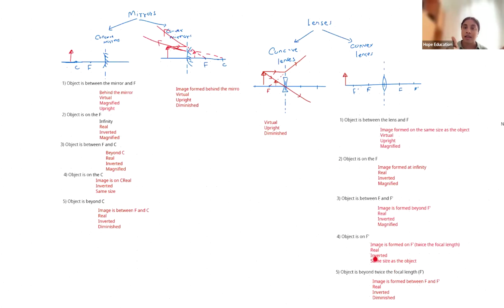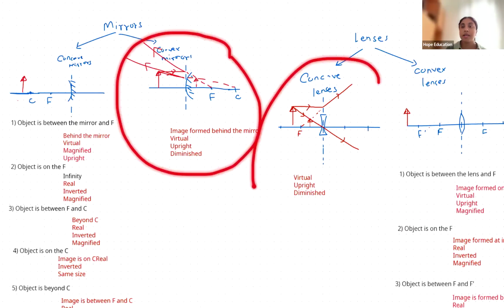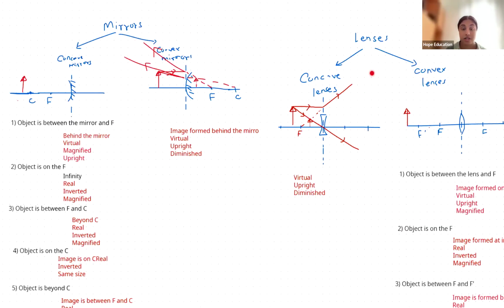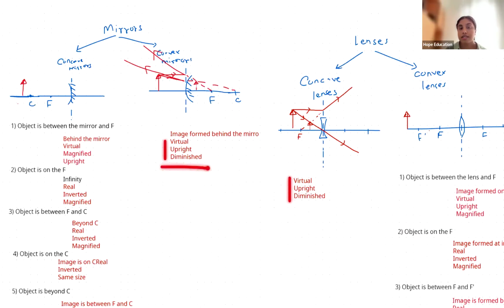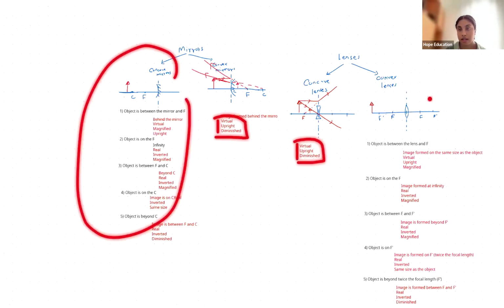Concave mirrors and convex lenses work differently, reflection and refraction, but the properties of the image are all the same. That is why we say concave mirrors and convex lenses are somewhat similar. Then on the other hand, convex mirrors and concave lenses. Again, the concept is different because mirrors reflect and lenses refract. However, the properties are virtual upright diminished, here also virtual upright diminished. So concave mirrors and convex lenses behave similarly, and convex mirrors and concave lenses behave similarly.